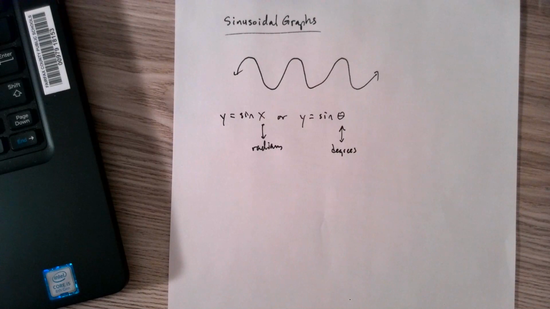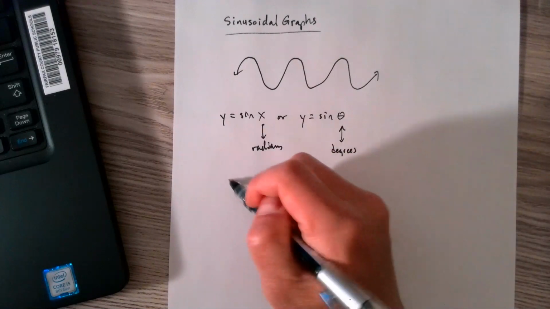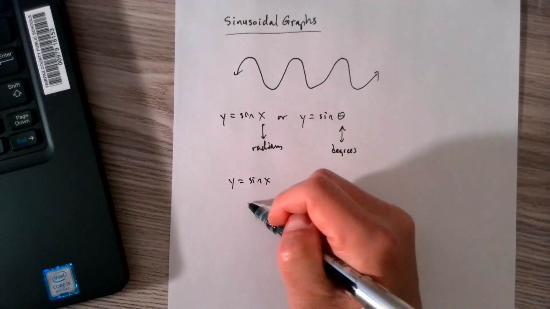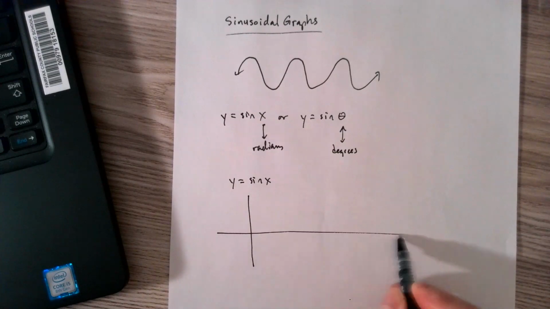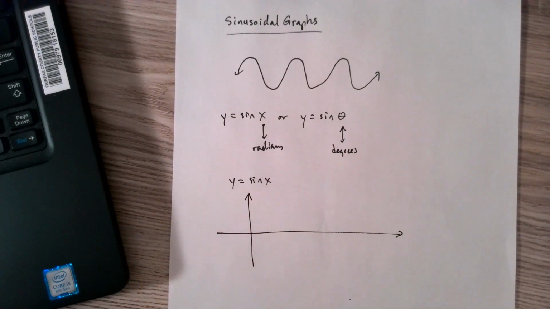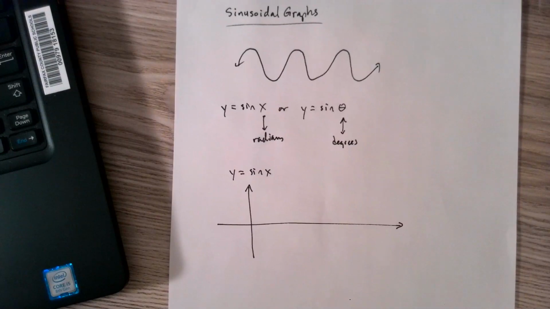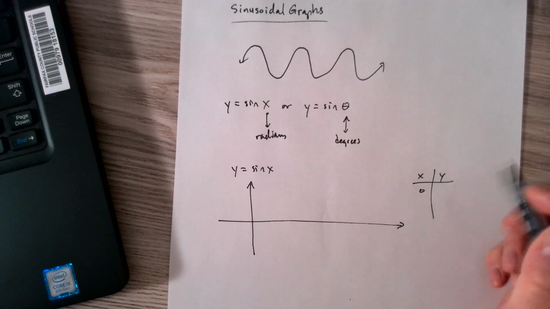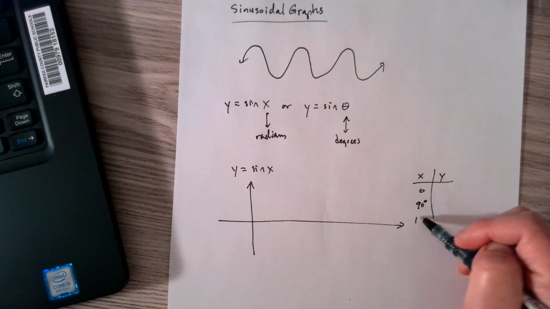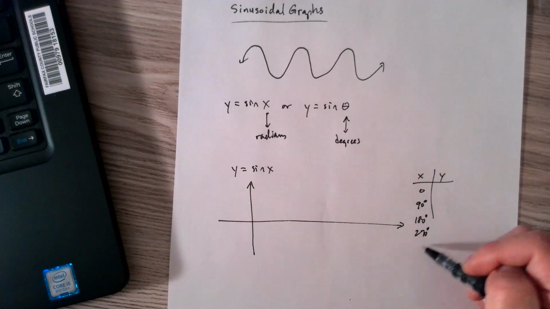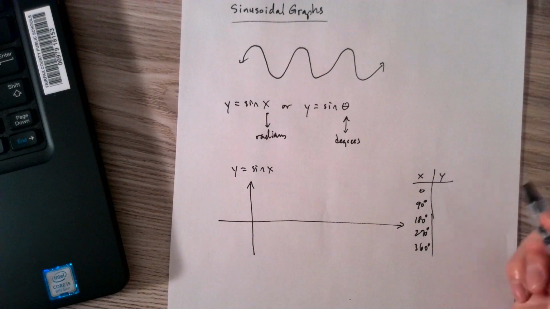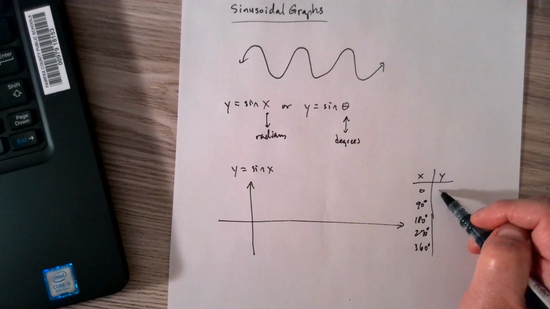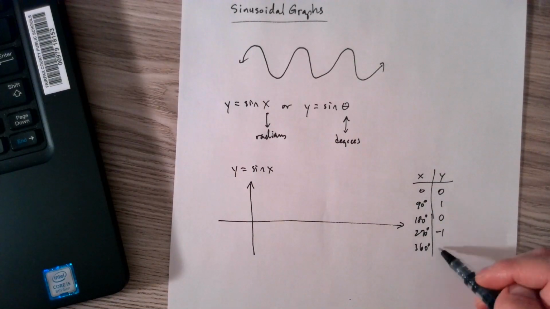So let's get the general graph. Let's get the specific graph of y equals sine x. I'm not going to plot every single point of y equals sine x. I'll just get some of the key ones and then fill in the rest. So if I make a simple table here using 0, 90 degrees, 180 degrees, 270, and 360 for x, I'll get the y values of 0, 1, 0, negative 1, 0.